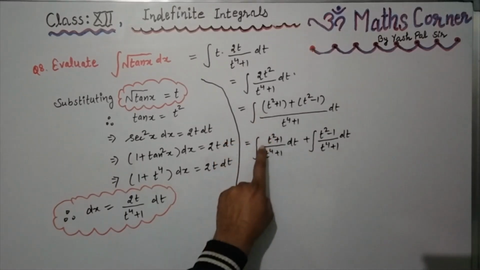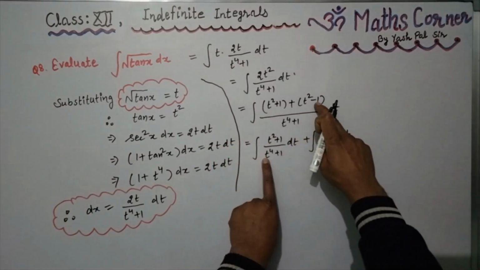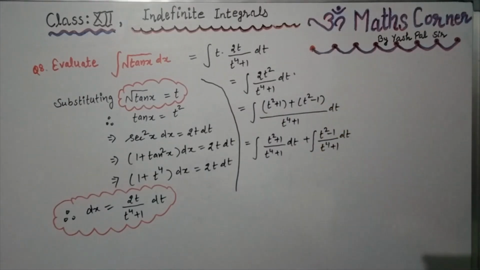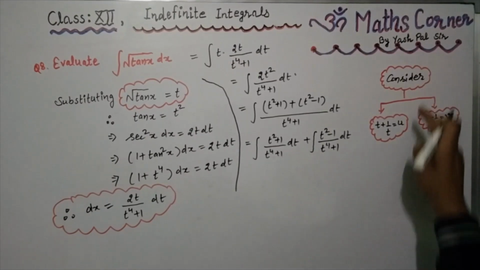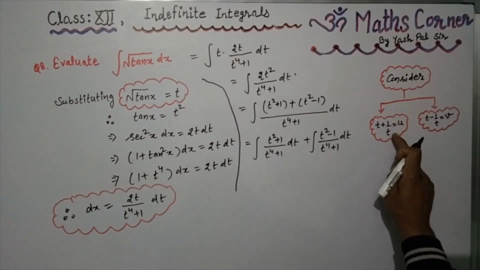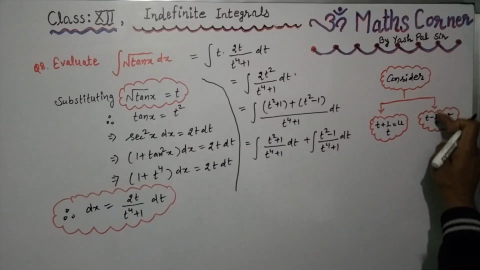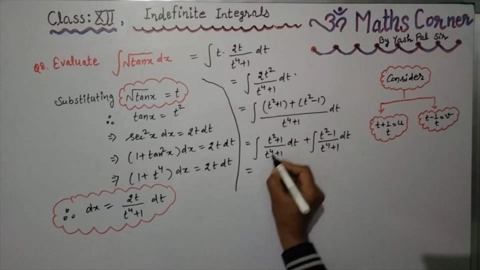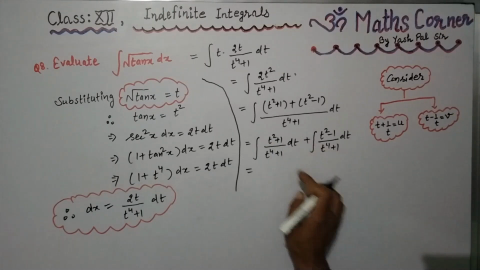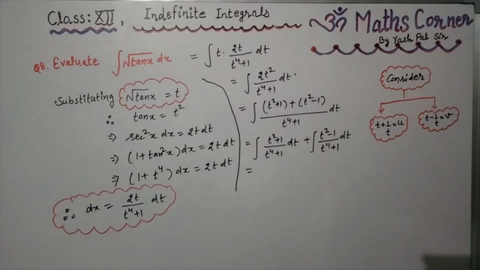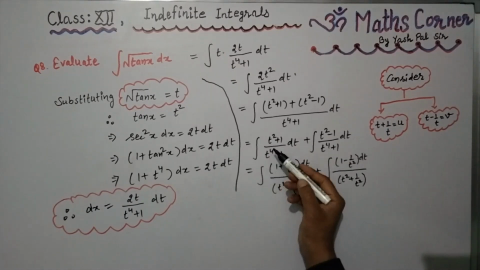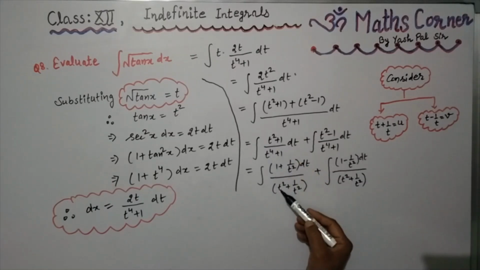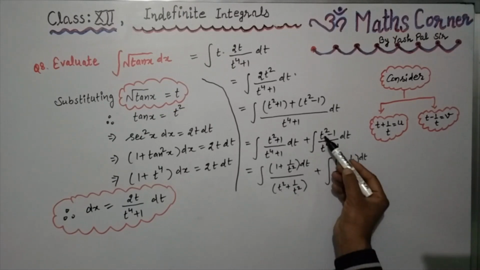Again, as this is solved in the previous question, 2t square, meaning t square plus t square plus 1 minus 1 this way. So again this is equal to t square plus 1 upon t power 4 plus 1 plus t square minus 1 upon t raised to power 4 plus 1. So again we take two parts. We consider in two ways t plus 1 upon t equal to u, t minus 1 upon t equal to v. But before that we divide numerator and denominator of both these integrals by t square.